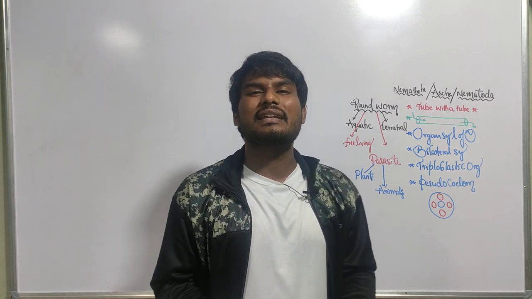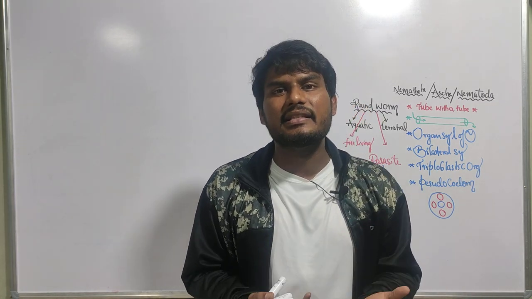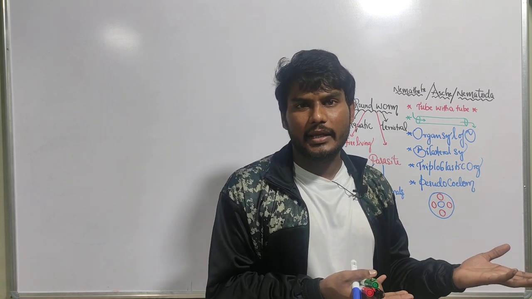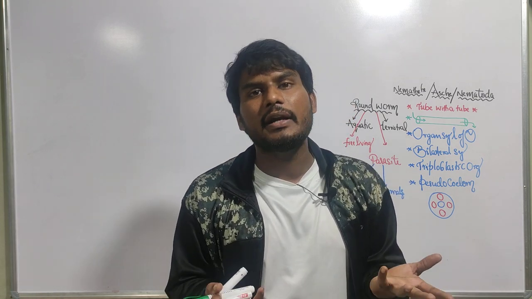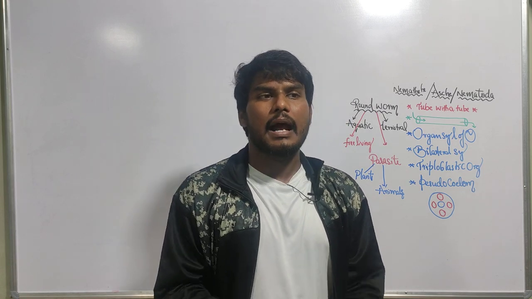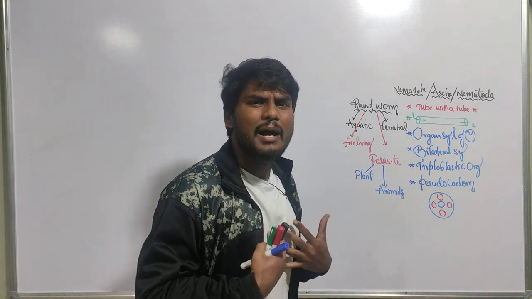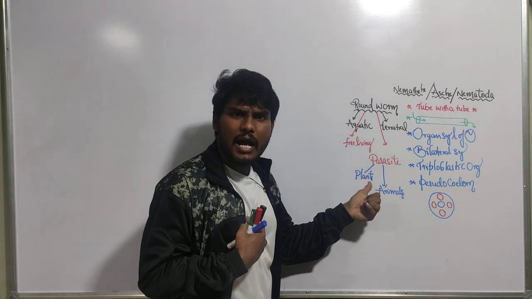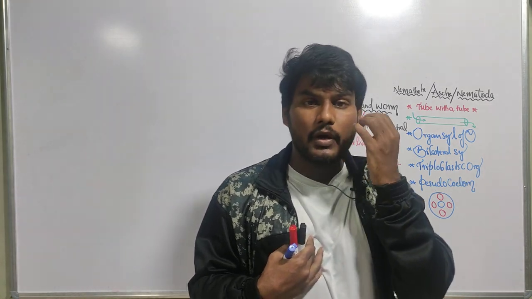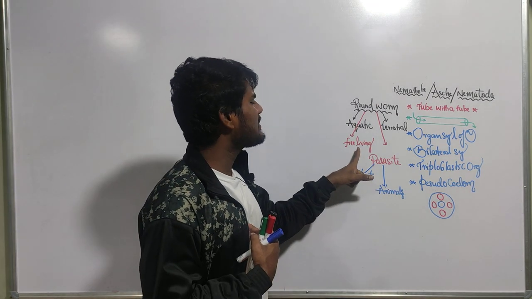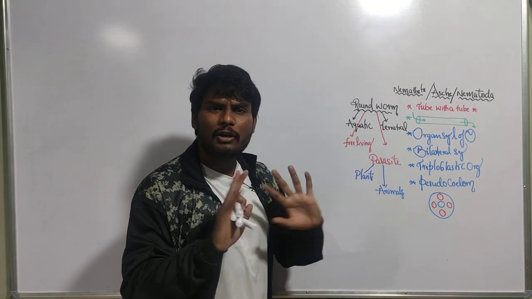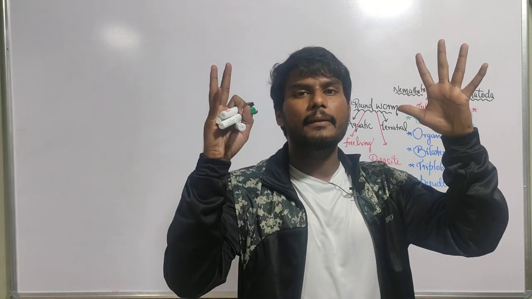So many disorders are there. Ascariasis is a disease. Wuchereria bancrofti causes another disease which happens in our limbs, and the leg will be swollen. We call it elephantiasis, elephant leg. So they are causing harm to animals and they are also causing harm to plants. Such type of roundworms we call parasites. Some are very good, very lovely, they are not causing any harm, so they are free living.